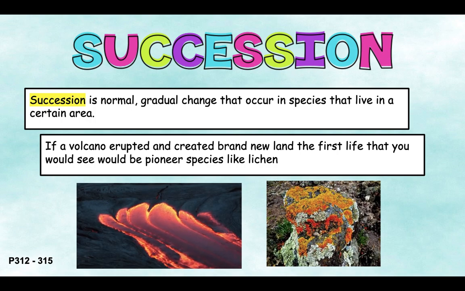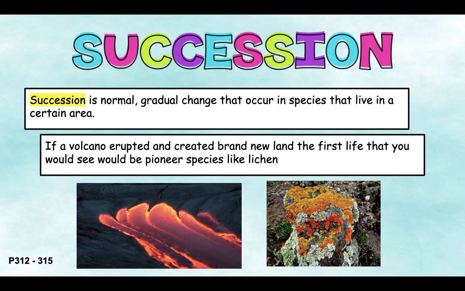Well, if a volcano erupted and created brand new land, like a brand new Hawaiian island, just came up from the sea, it's never been touched before. The first life that you would see would be the pioneer species, because they're the first species, the pioneers, like the pioneers of the West, or like Captain Kirk, or the pioneers of space, the final frontier, right?